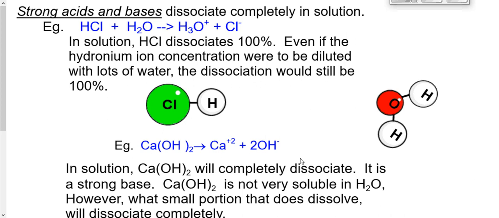Calcium hydroxide is an example of a strong base. Now, calcium hydroxide, you might remember from your solubility rules, is not very soluble. In fact, hardly any of it wants to dissolve at all. But the small amount that does dissolve is dissolved in the form of ions. The calcium ion has separated itself from the two hydroxide ions and has been caged up by water molecules. And whatever part of the calcium hydroxide that is dissolved is in the form of ions.